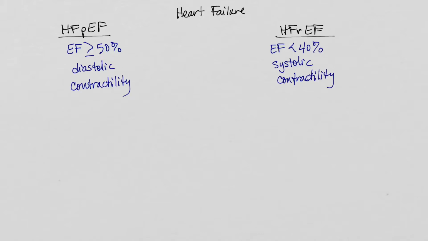So in heart failure with preserved ejection fraction, you're not having problems during systole. You have normal contractility. You're not having problems contracting the ventricle and getting the ventricle to empty. You're actually having problems filling it. Whereas in systolic heart failure, you have reduced contractility. You're having problems during systole contracting the left ventricle. You have a loss of contractility.